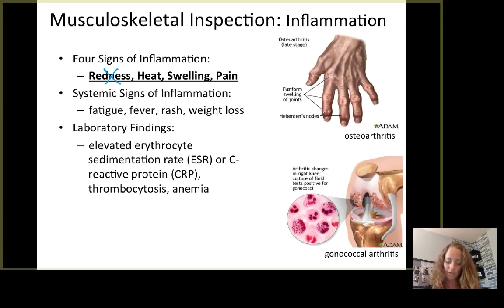You can also, of course, use your laboratory findings as well. If you're looking particularly at autoimmune conditions or other systemic signs of inflammation, you might have changes in ESR, CRP, or hematocrit, looking for thrombocytosis and anemia.